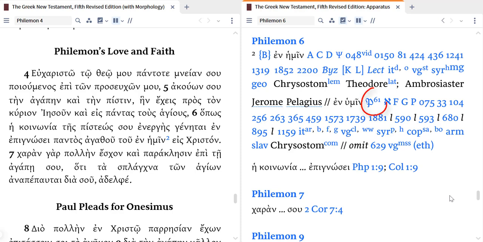So here's papyrus, here's capital letter manuscripts, lowercase manuscripts, some particular lectionaries. Here are our versions, and then church fathers.